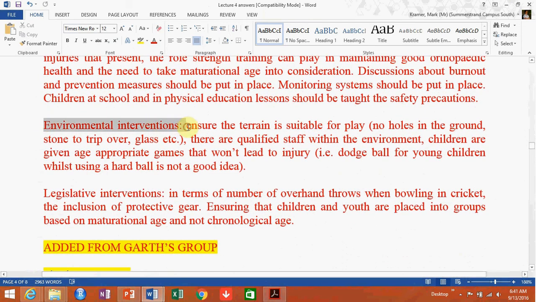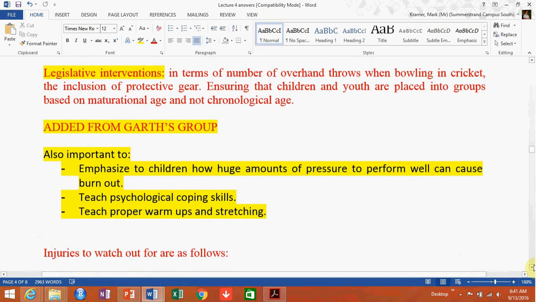Environmental interventions: ensure that the terrain is suitable for play, that there are qualified staff members, that children are given age-appropriate games, and so forth. So have a look at your environment. And then legislation: stick to the rules and regulations of the game, and especially for overhand throws, such as bowling in cricket, stick to the rules and regulations of how many bowling activities you should do, especially for injury profiles in children.